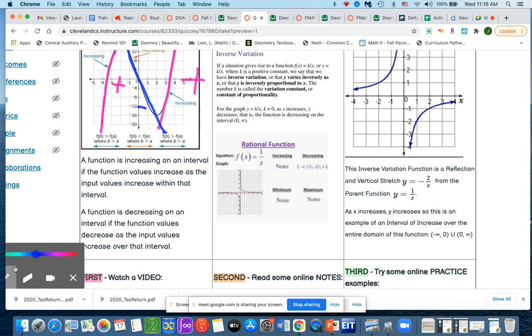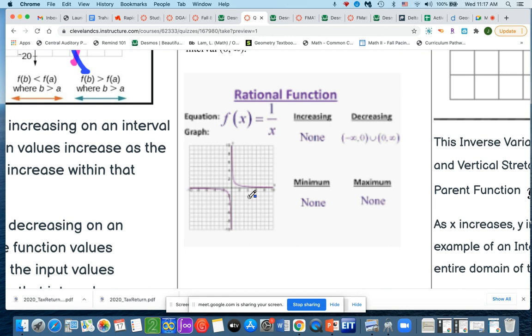So for these graphs, it's a little bit easier because all you have to do if you want to determine whether you're increasing or decreasing, is take a straight edge right at the curve, tangent to the curve, and then look and see what kind of slope that looks like.